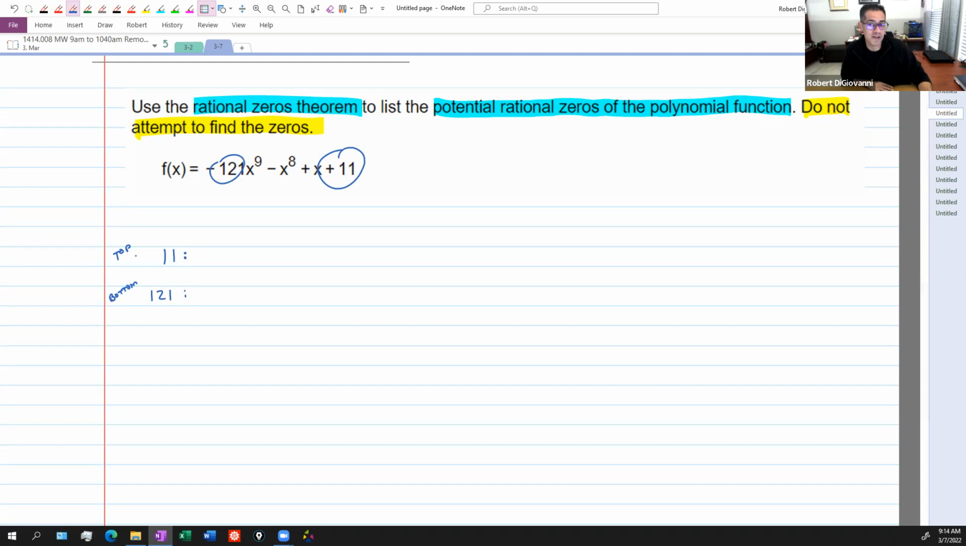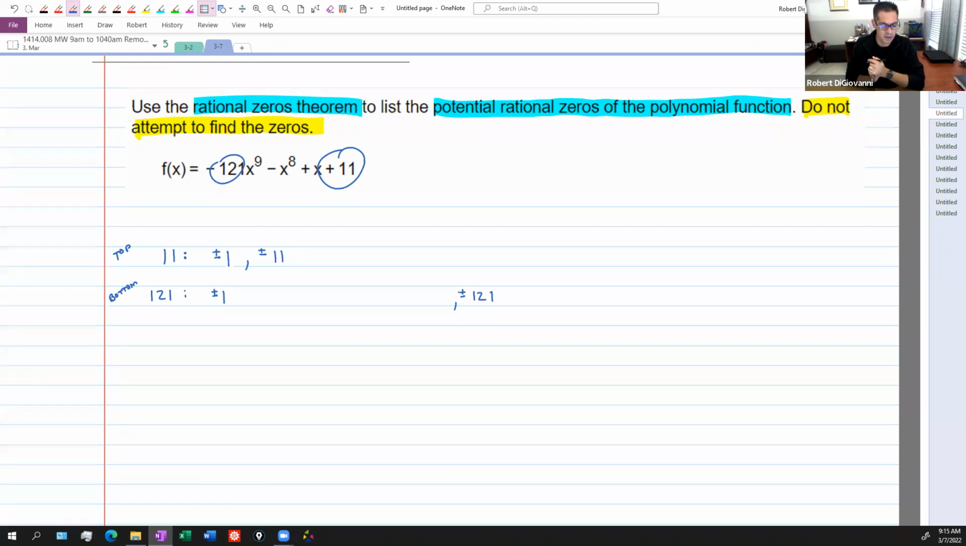And the 11 is a prime number. So the only numbers that multiply to be 11 are plus or minus 1 and plus or minus 11. And then for 121, well, let's see, we can do plus or minus 1, plus or minus 121. And what else goes in there? 2 doesn't go in there, right? 3 doesn't. So you could check with your calculator. Take 121, divide by 2, divide by 3, divide by 4, divide by 5. What you're looking to see is if you get 2 whole numbers.